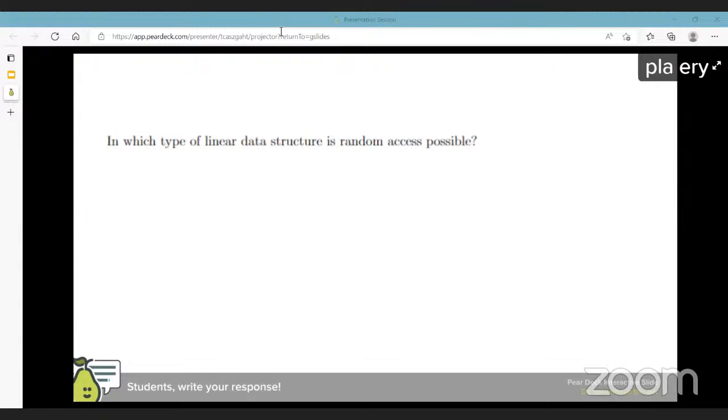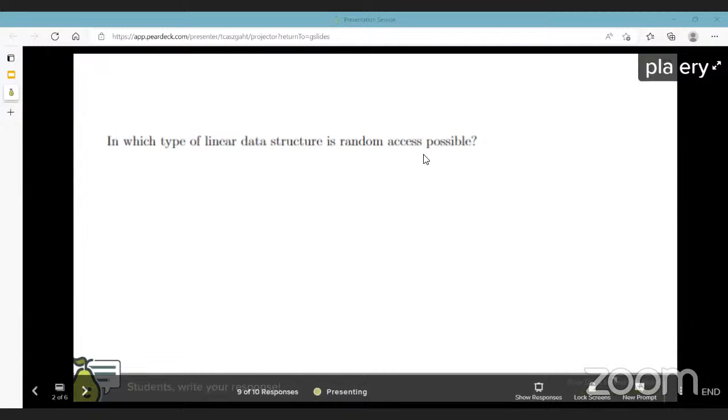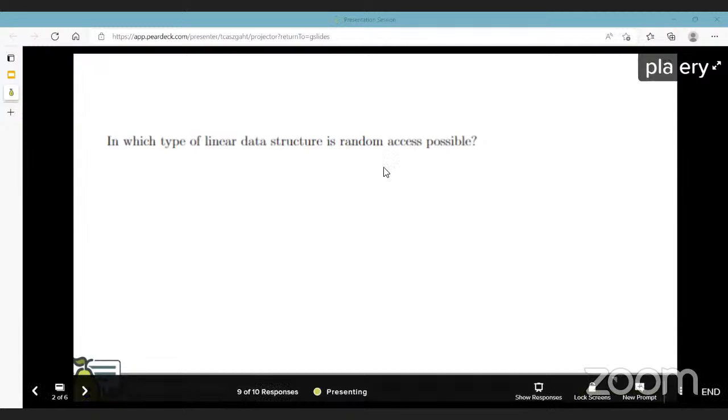I'm trying to say that arrays are indexed, and every element has some index associated with it. So whenever we want to access a particular element, we just need to give the index value, and we can access that element. Yeah, that's right. So that is why array is a linear data structure which allows random access. Any doubt in this question, anyone? Okay. So we'll move to the next question then.